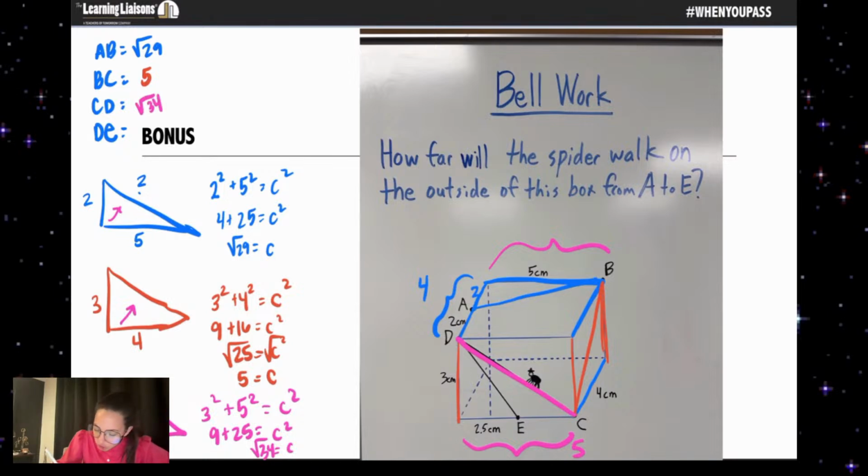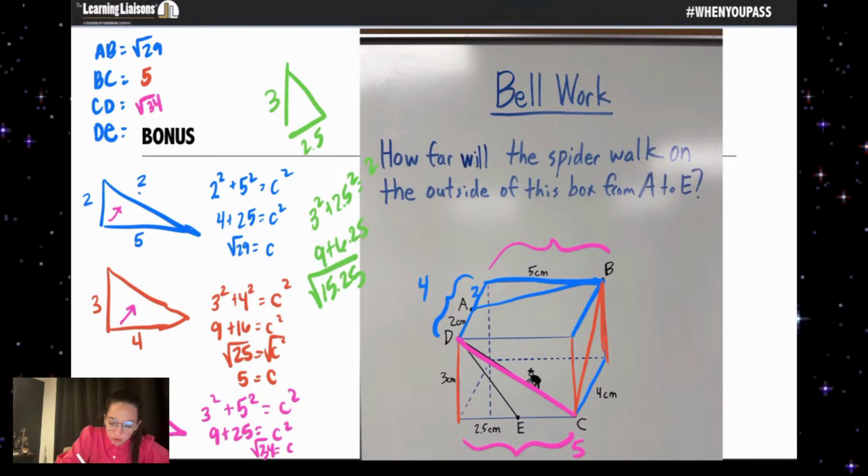And our last triangle is going to be 3 and 2.5. So 3 squared plus 2.5 squared equals C squared. All of that is going to be 9 plus 6.25, which is 15.25, square root of that. And then you add all of those together.